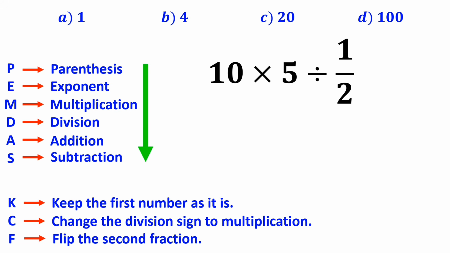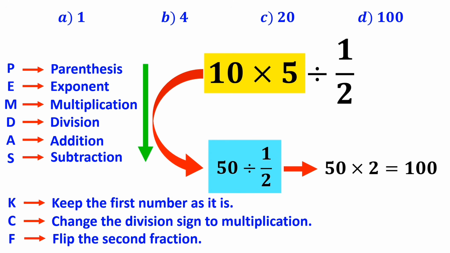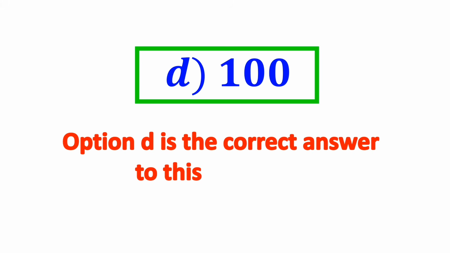In the next step, we multiply 10 by 5, which simplifies it to 50 divided by 1 over 2. And finally, in the part that is highlighted in blue, we again apply the KCF rule. So we write it as 50 times 2, which results in the final answer 100. Therefore, option D is the correct answer to this question.